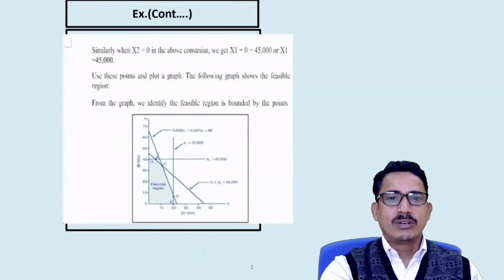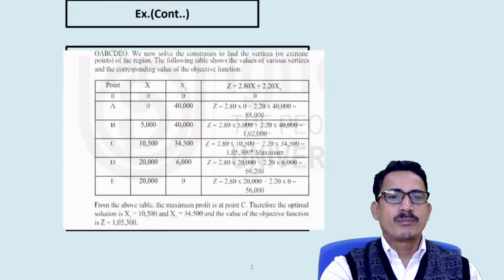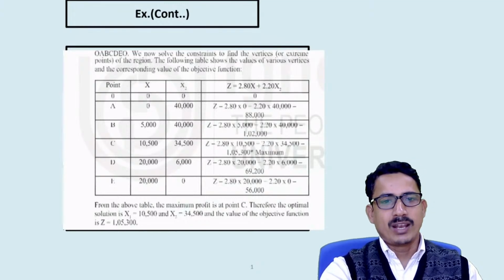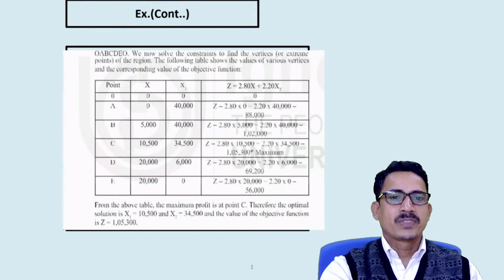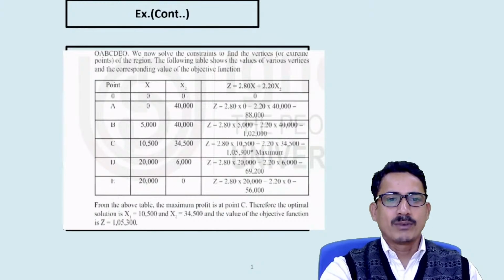Now for the value of Z, different points give different values. Out of these, the maximum value is 1,05,300, which is linked with point C. So you have to write that the value of the objective function is maximum at point C, which is 1,05,300, where the x1 value is 10,500 and the x2 value is 34,500.